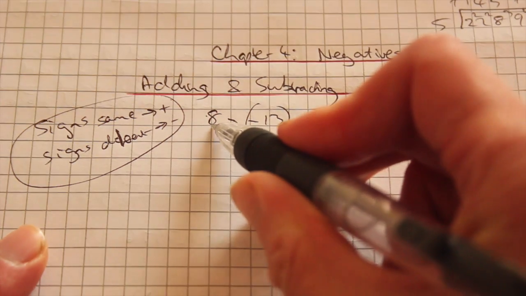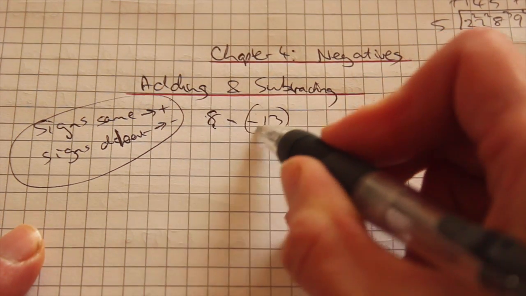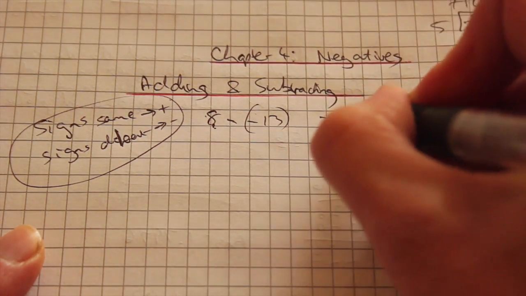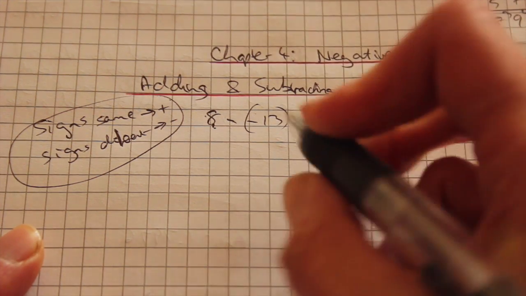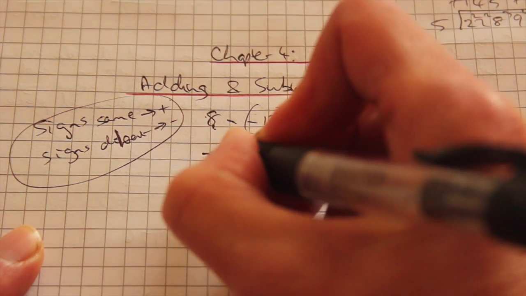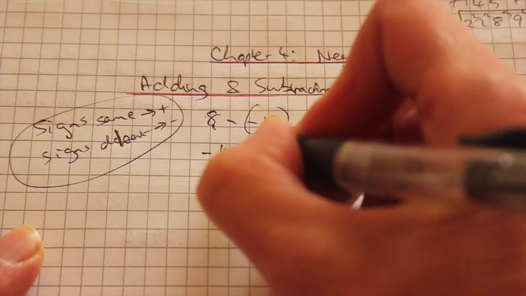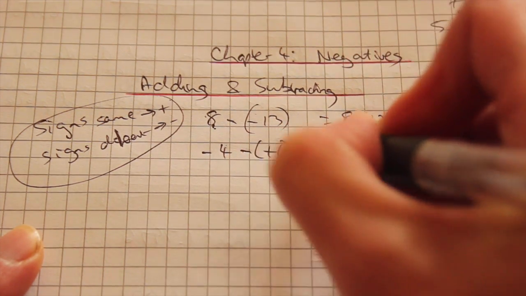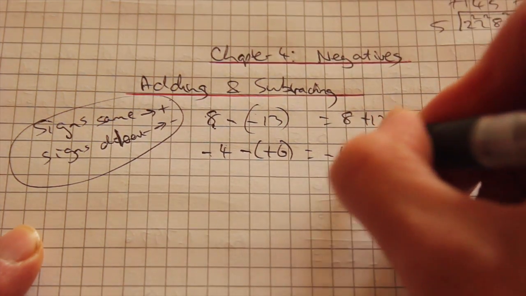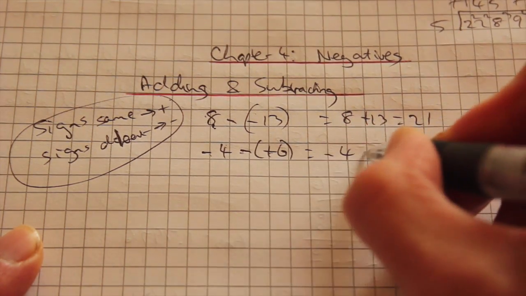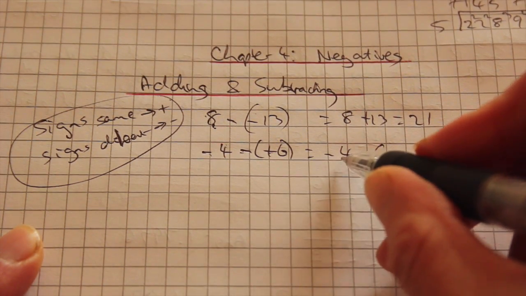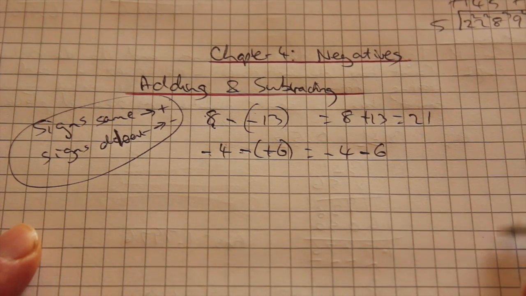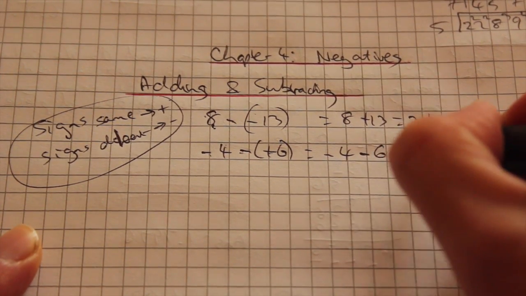So if I look here, I'm starting at 8. Those two become positive because they're the same. 8 plus 13 is 21. And we'll do another one. Minus 4, take away positive 6. This time I'm starting the number line at minus 4. Different signs become minus, take away 6. So I'm starting the number line at minus 4 and I'm going down 6. So I arrive at minus 10.